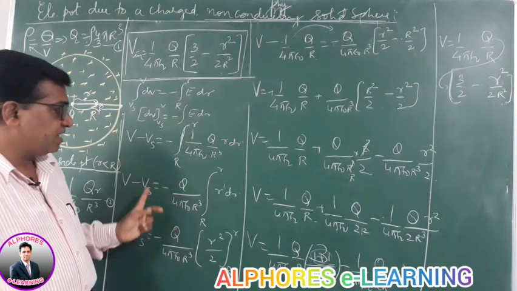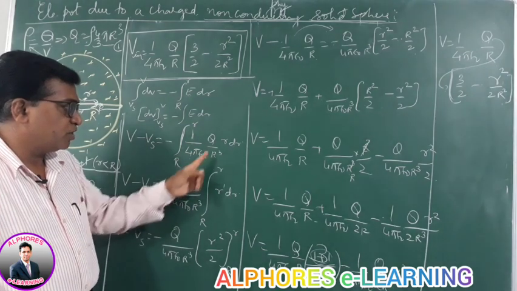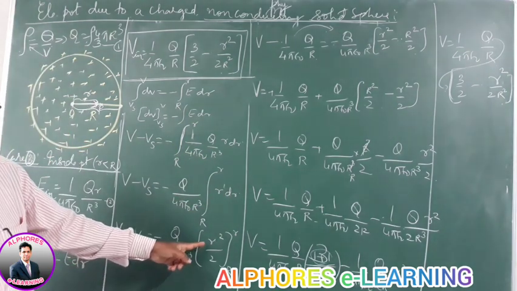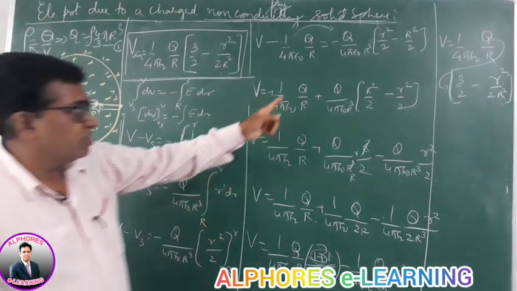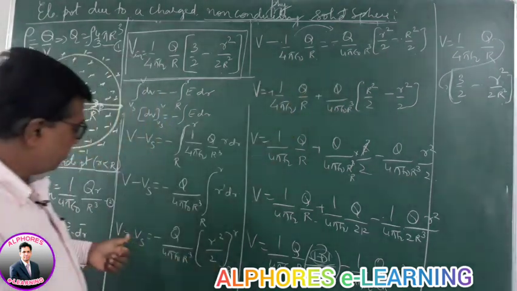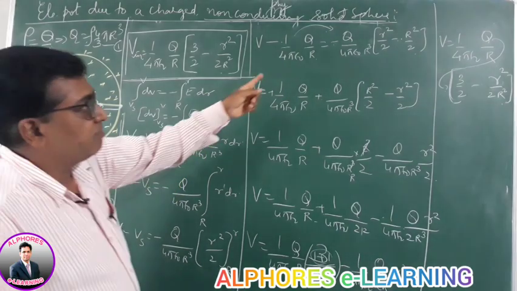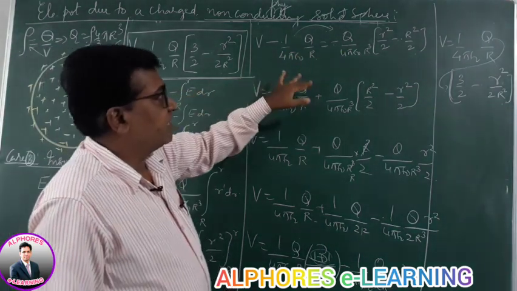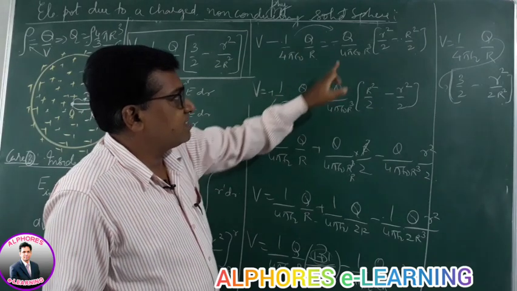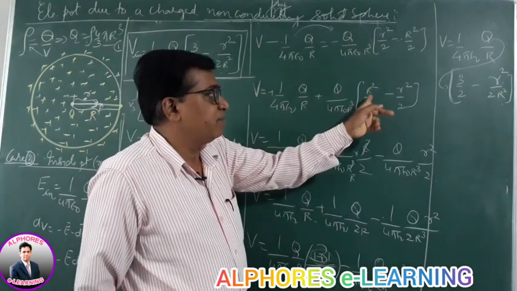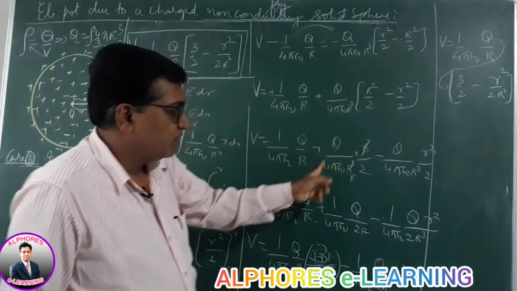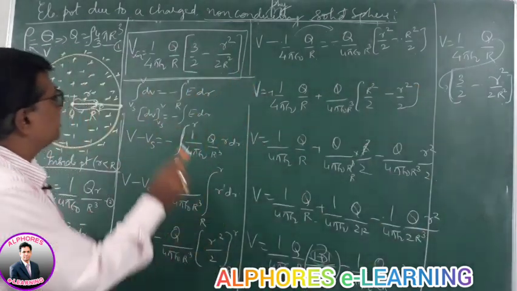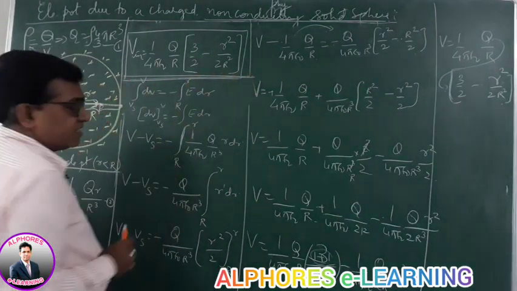Minus Vs as it is, take 1 by 4 epsilon naught q by r cube common out, r dr, r power 1. So integration r square by 2, upper limit minus lower limit. So potential on the surface point 1 by 4 epsilon naught q by r, taking that side. So 1 by 4 epsilon q by r plus, simplifying this, multiplying minus inside I get this. So applying simple algebra, the final formula we get is the potential at any inside point.